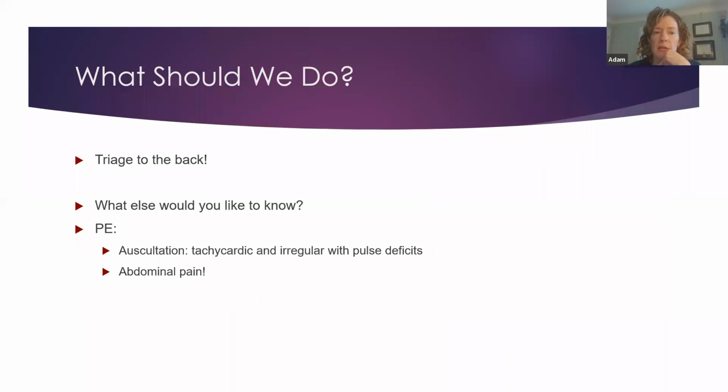In terms of further assessment, as we were bringing her back on auscultation, we were able to confirm that she was tachycardic with irregular pulse deficits, and she had abdominal pain. So at this point, we need to decide, what does this patient need for stabilization? And ideally, what additional diagnostic tools can we use safely to try to get us more information?